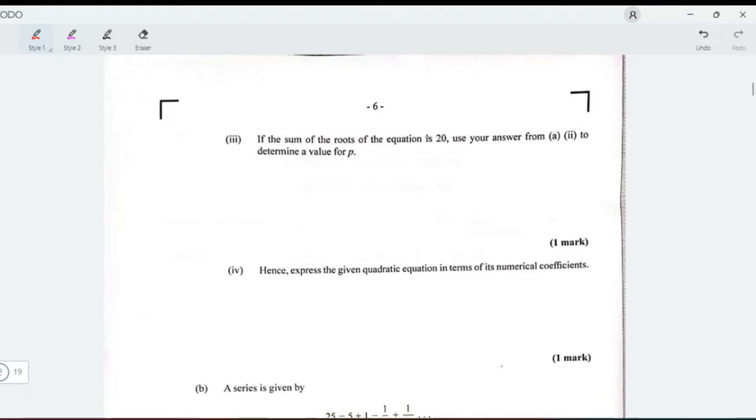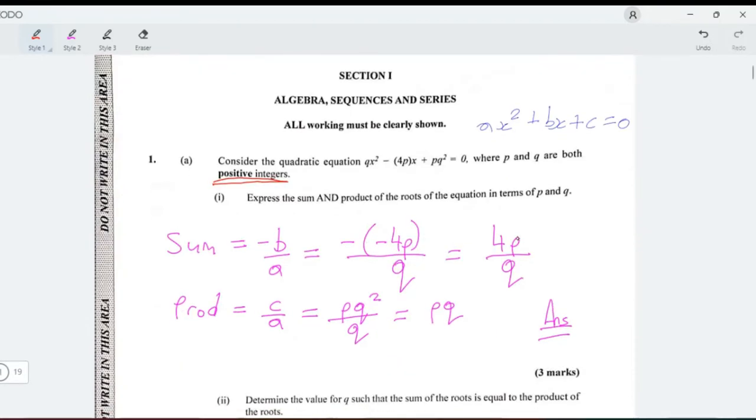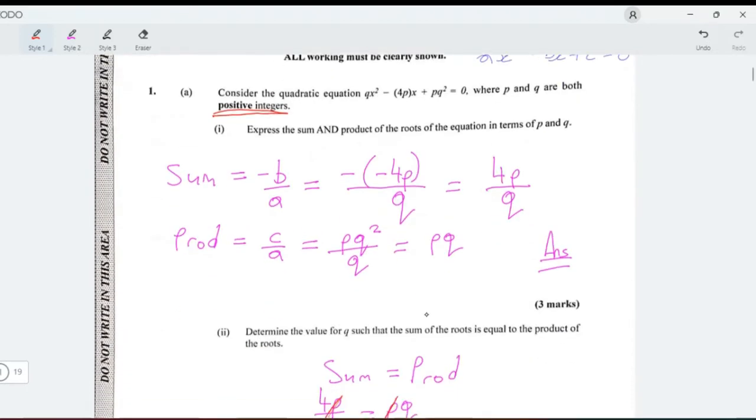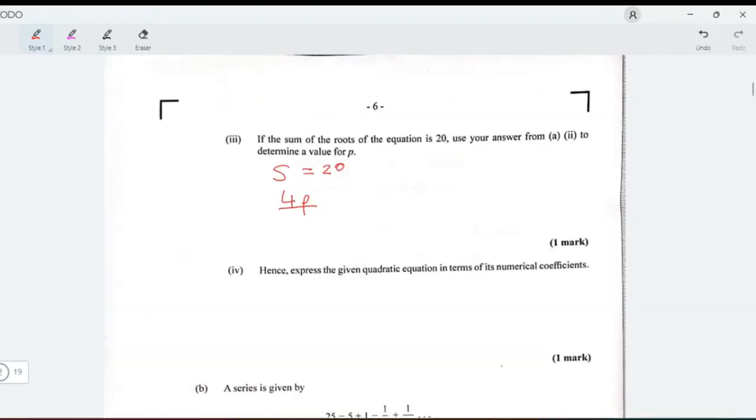It says, if the sum of the roots is 20, use the answer previously to find p. So now they're telling us the sum is equal to 20. But remember the sum we said was 4p over q, and q is 2. So it's 4p over 2 equal 20. 4 over 2 is 2. So 2p is equal to 20. And so therefore, p must be equal to 10. That's it. That's the answer.